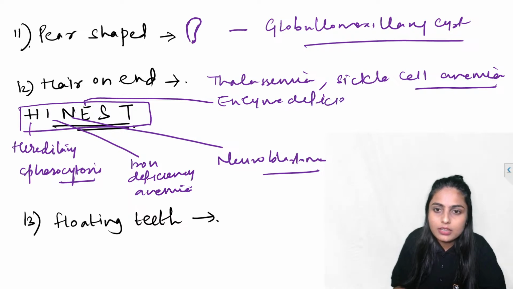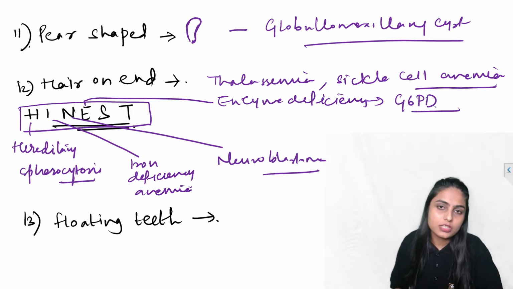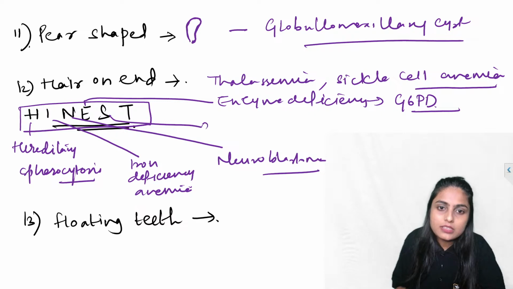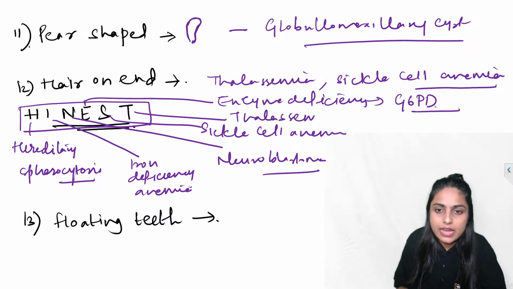Enzyme deficiency includes G6PD deficiency. S means sickle cell anemia. T means thalassemia.